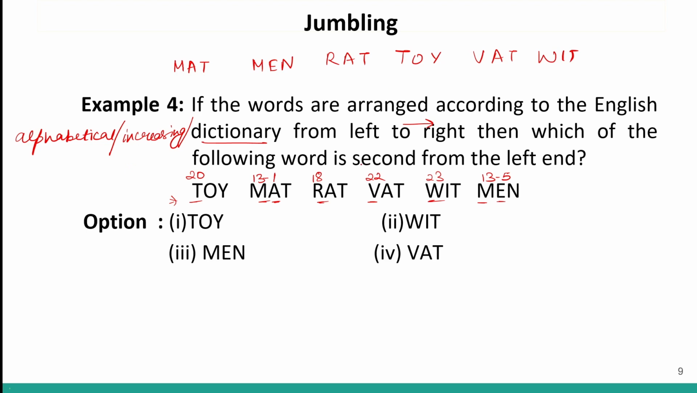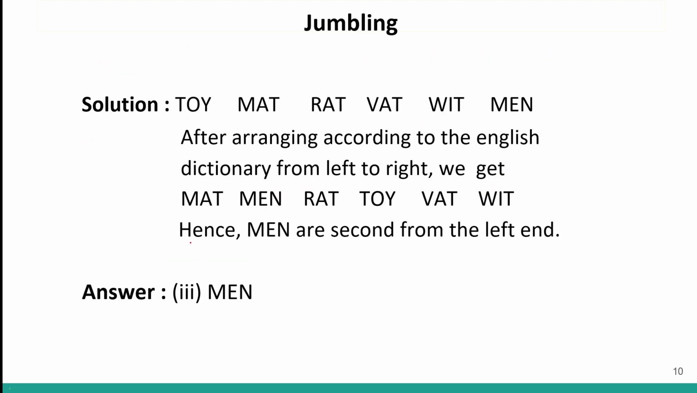Now we have to find out which word is second from the left hand. So left hand is this. Correct? Second from left hand. This is first, this is second. So our answer will be MEN, which is option number 3. So option number 3, men, will be your correct answer.